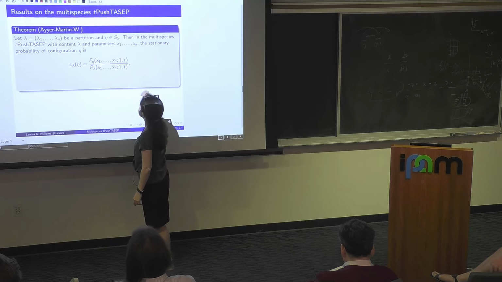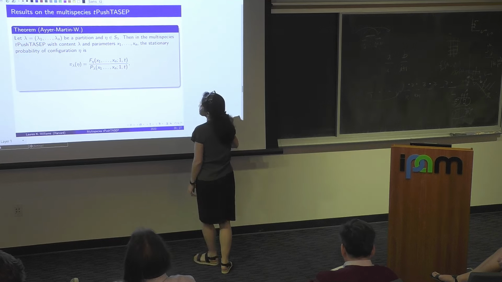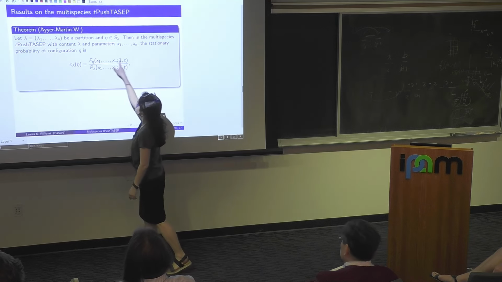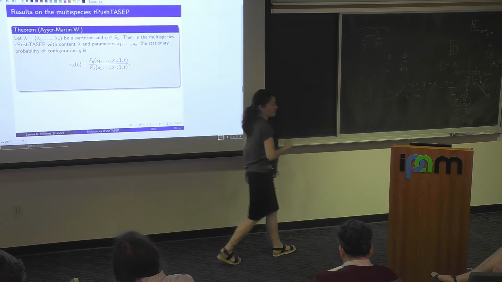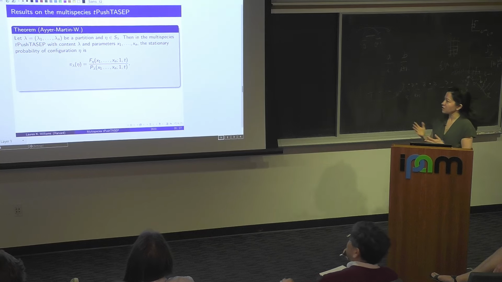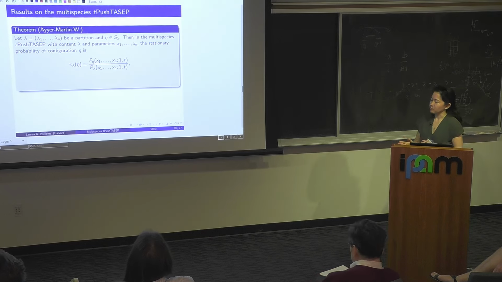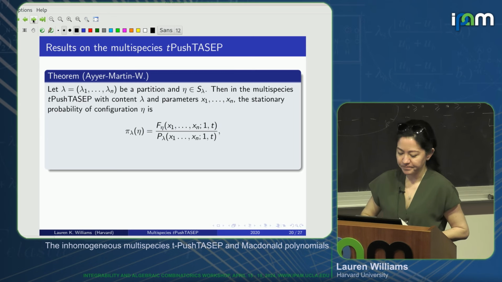And now all parameters are general except this q. This q is sent to 1. So essentially, our steady state probability is this ASEP polynomial, and the appropriate denominator is this Macdonald polynomial. So this gives a probabilistic interpretation of Macdonald polynomials and ASEP polynomials when q is 1, but the rest of the parameters are general.